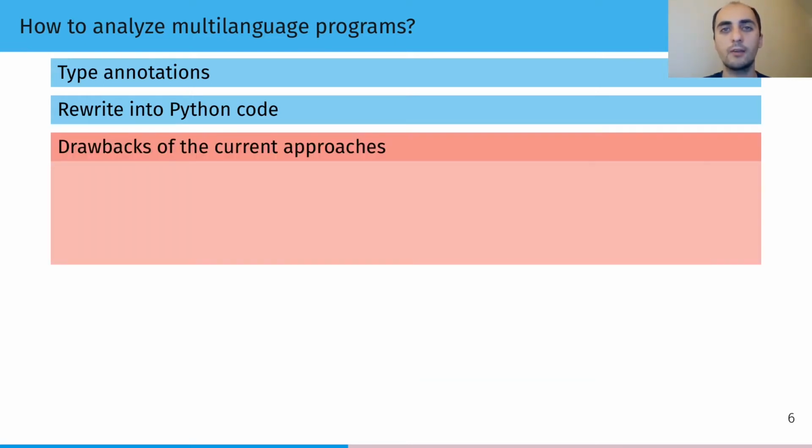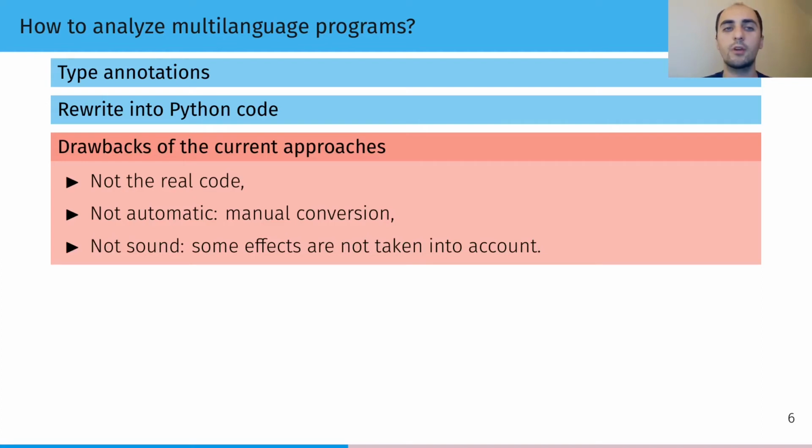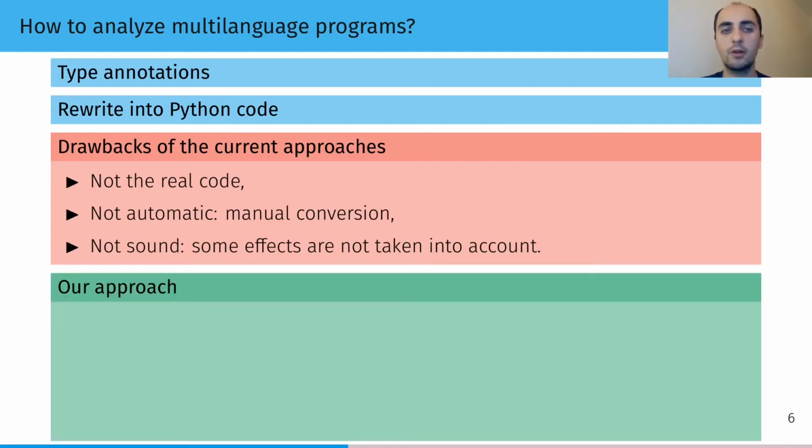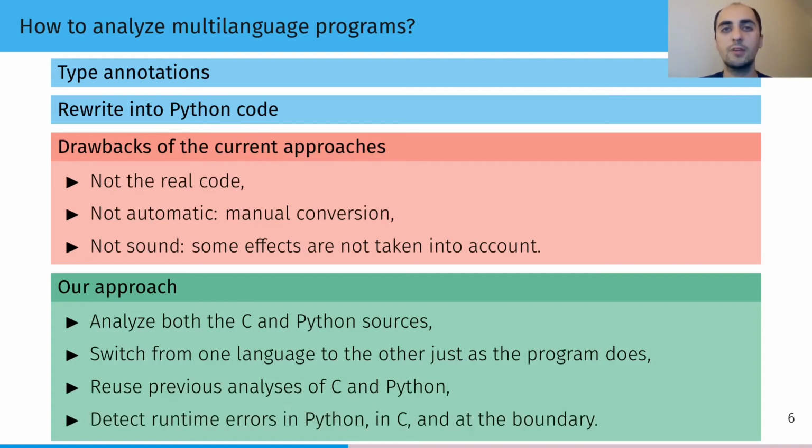So the main drawback of the current approaches I've presented is that there is no analysis of the real C code. Since there is no analysis, the approaches we've seen are not automatic, and they are not sound since they do not take into account some of the effects. By contrast, our approach is able to analyze both the C and the Python sources, and the analysis will mimic the switches between languages just as the execution does. It builds upon previous analysis of C and Python, and it detects runtime errors in Python, in C, and at the boundary between the languages.